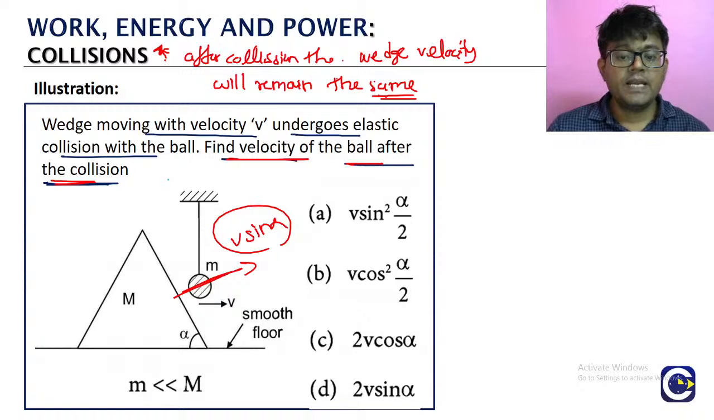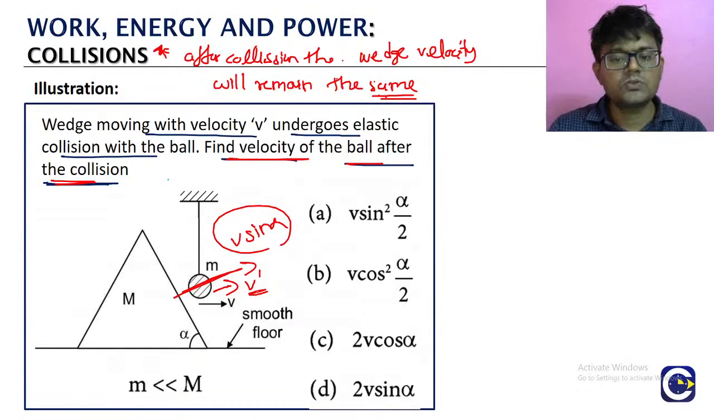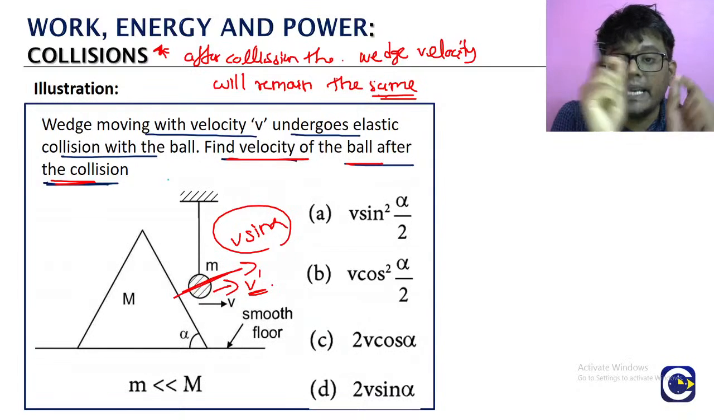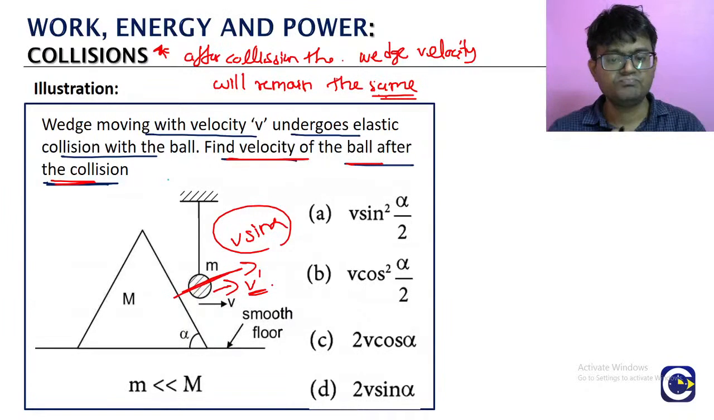Now the ball, let us say, starts to move with some velocity v dash. It will be moving along the normal line. So how do we find that v dash value? Remember, if we want to relate the velocity components along the normal line, the first thing that will strike our mind is the coefficient of restitution.